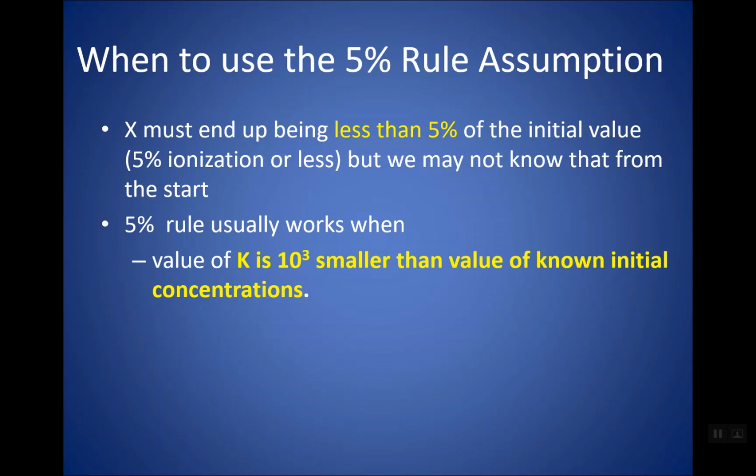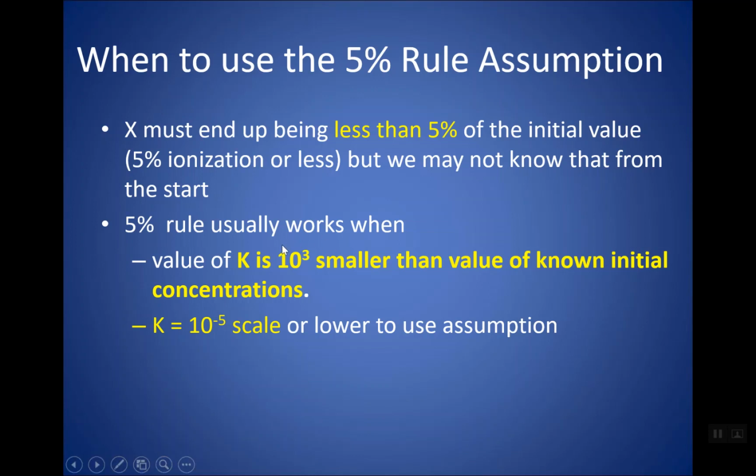Then it typically works. If you don't have an initial acid concentration, let's say you're trying to solve for that, then I find that if the K is around 10 to the negative fifth or smaller, it tends to work out pretty well. But I like this 1,000-fold rule. You'll see this come into play in some other acid problems we'll talk about, like polyprotic acids. So if K and the initial acid concentration differ by 1,000-fold, you're good.